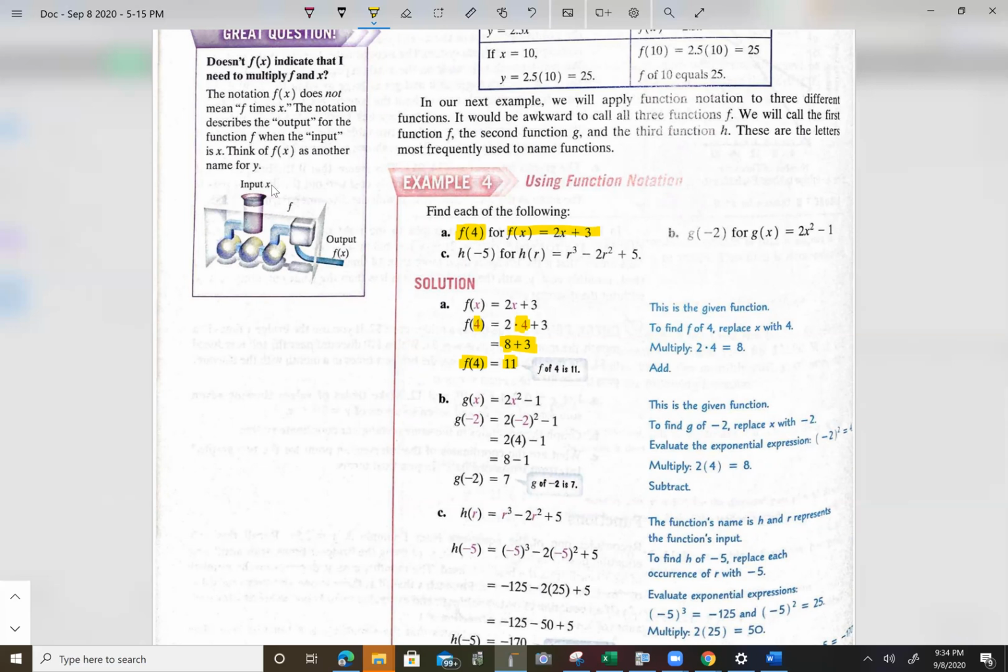And up here it has the function machine, that they always kind of show you as you input something, then the function does something down here, and then you have an output. Okay. Let's just do the next one here. We want to find g of x. So it gives us a function g of x is equal to 2x squared minus 1. G of negative 2 means I'm going to input negative 2 every time I see an x.